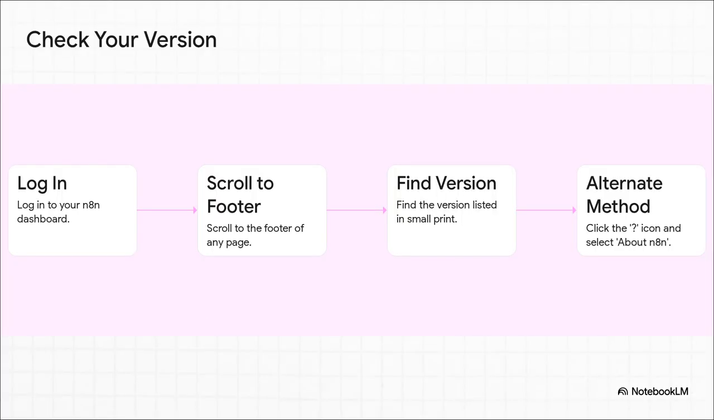Not sure which version you're running? No problem. It's super easy to check. Just log into your n8n dashboard, scroll all the way to the bottom of any page, and you'll see the version number right there in the footer. Or you can click that little question mark icon and hit About n8n.